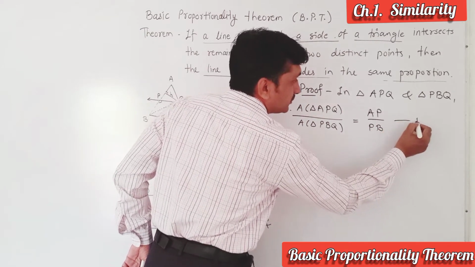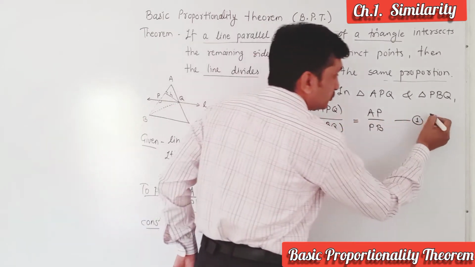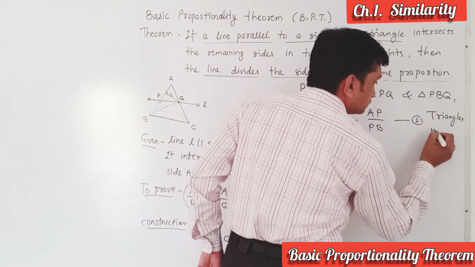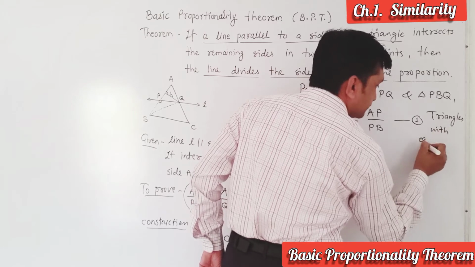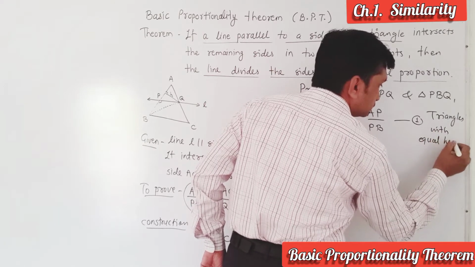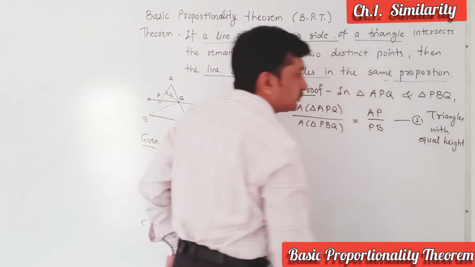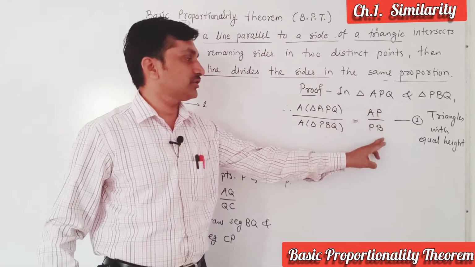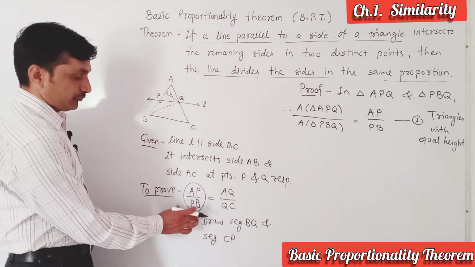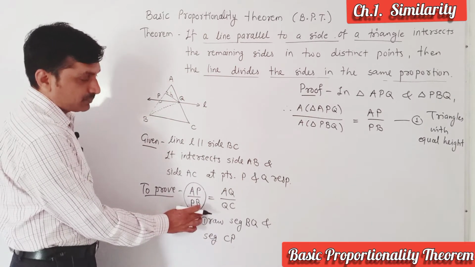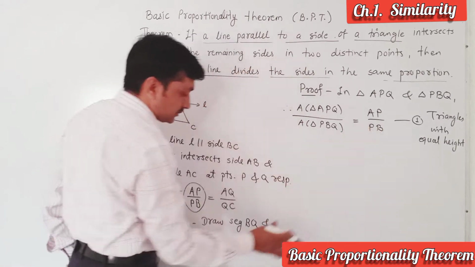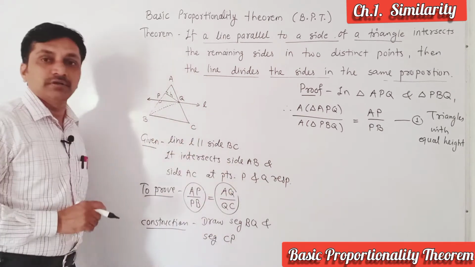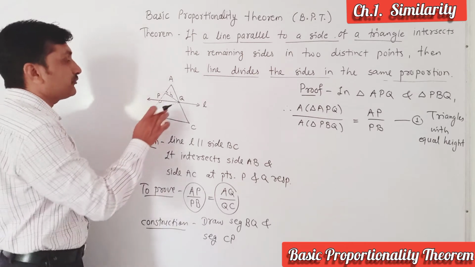Here, number 1, and as support we give: triangles with equal height. Therefore we wrote the ratio of their corresponding bases. Now the left side we got AP upon PB. Okay, now on the right side, we want AQ upon QC, and for that it is a change.